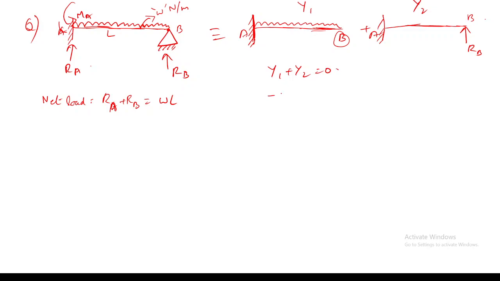What will be the value of y1? As someone pointed out, it is minus WL to the 4 divided by 8EI. And what will be the value of y2? Since it is in the upward direction, I am giving a positive sign, and it will be RB L cube divided by 3EI. Is it? Yes. And from this, what RB value are you getting?